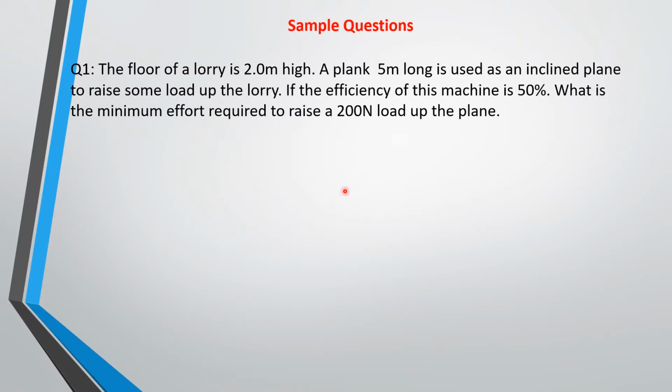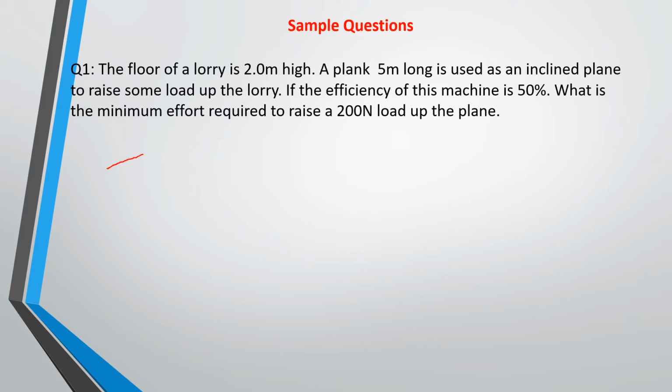This is a question just to drive on what we had just discussed regarding an inclined plane. The floor of a lorry is 2.0 meters high. A plank 5 meters long is used as an inclined plane to raise some load up the lorry. If the efficiency of this machine is 50%, what is the minimum effort required to raise a 200 Newton load up the plane?